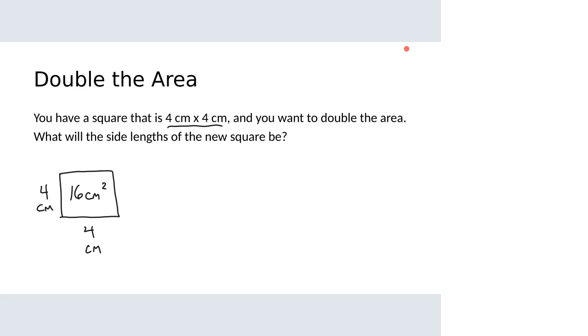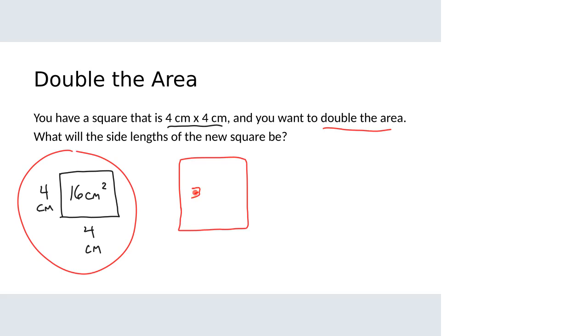Okay, my square that I started with over here has an area of 16 square centimeters. If I want to double the area, then whatever the dimensions of my new square are going to be, the area's got to be 32 square centimeters. I want to double it. Now, I don't know what the length and width of this new square are going to be, but because it's a square, I know they'll be the same. Whatever the length is, the width will be the same. So I'm going to call those both x.